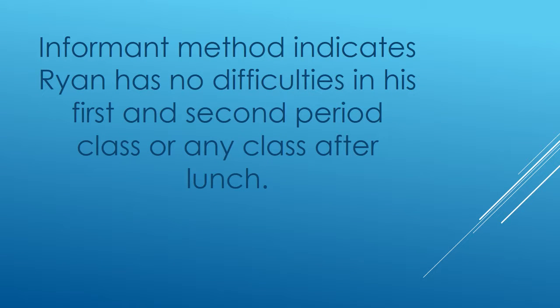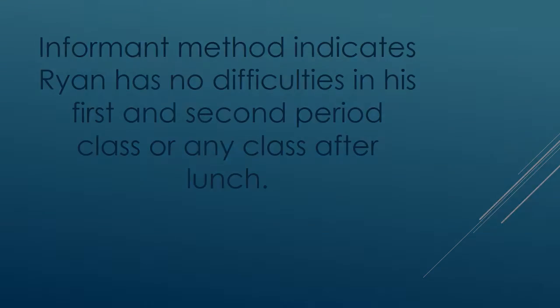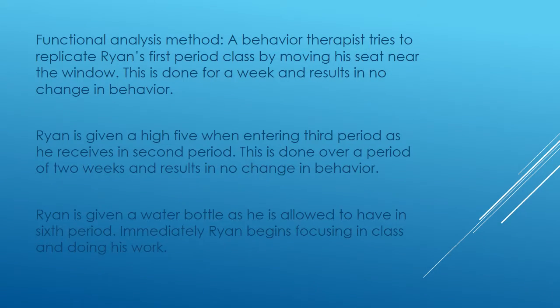We see here that during the informant method, the behavior therapist finds out that Ryan has no difficulties in his first and second period class, or any class after lunch. The functional analysis method shows that a behavior therapist tries to replicate Ryan's first period class by moving his seat near the window. This is done for a week and results in no change in behavior.